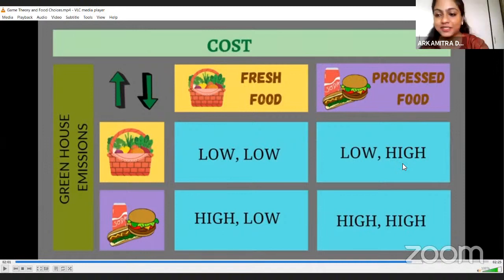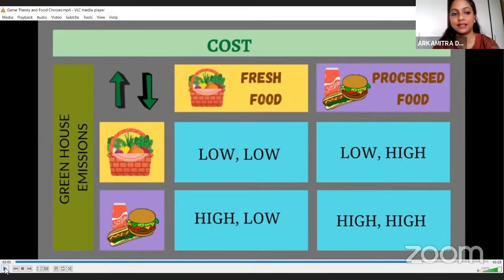Thank you, Rishabh. You are absolutely correct. If you look at fresh food, both the cost is low because it doesn't involve a lot of packaging, as well as the greenhouse gas emissions. But if you look at processed food, then yes, there is a certain cost involved. And of course, the greenhouse gas emissions are also pretty high. Now, processed food does not only have a cost in terms of money, but also in terms of our health. So we need to be a little mindful of what all these processed foods are doing to us and to our health.